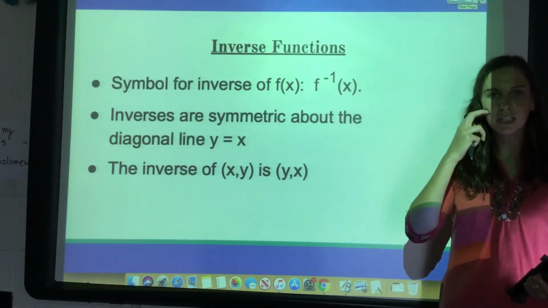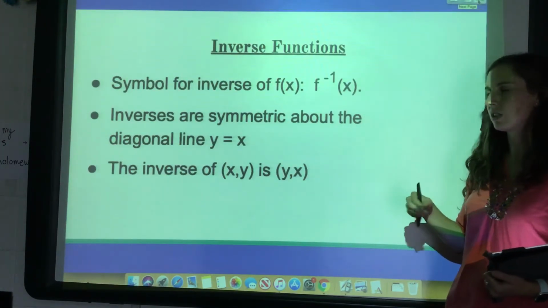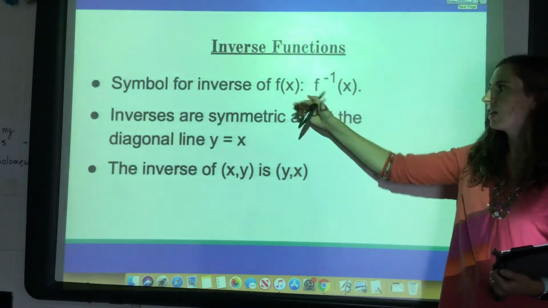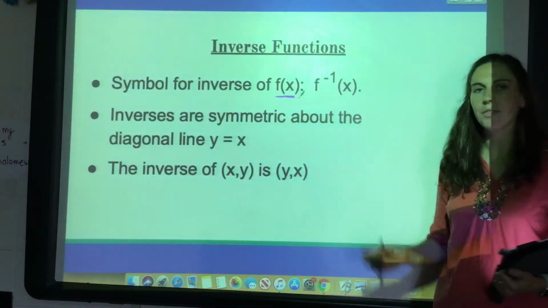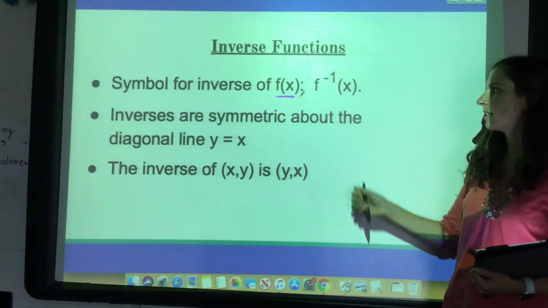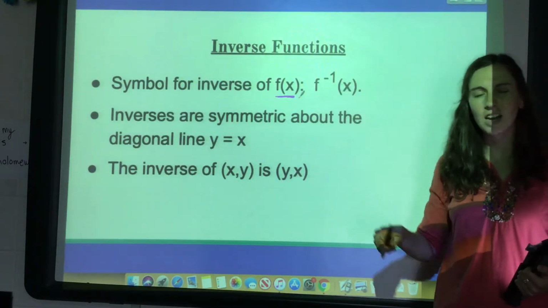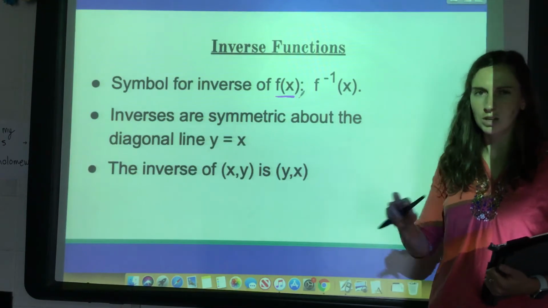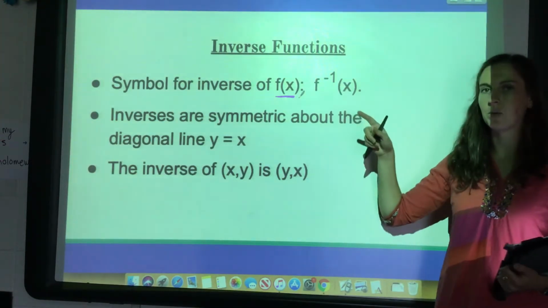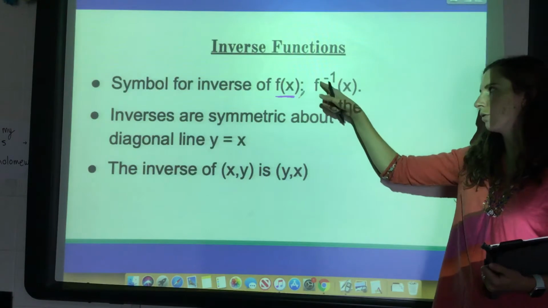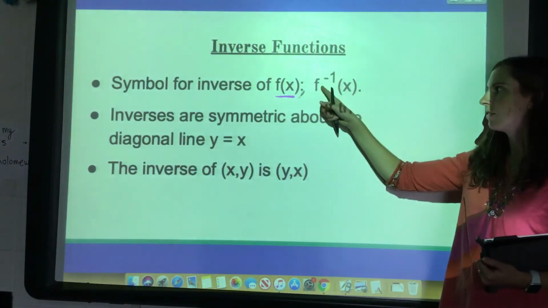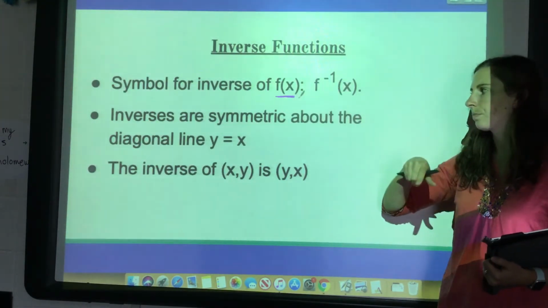So here are some properties of inverse functions. First of all, if we have a function f of x, we refer to its inverse as f inverse of x. That little -1 is not actually an exponent. I know that's confusing because it looks like one, but it's a little -1 written right by the f. It means the inverse of f.